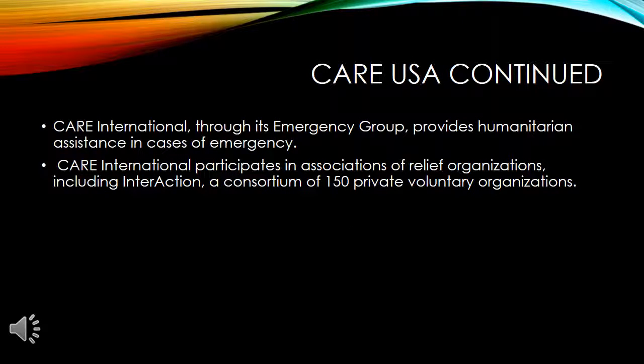Since then, like emergency management in general, CARE USA has evolved. CARE International, through its emergency group, provides humanitarian assistance in cases of emergency. CARE International participates in associations with relief organizations, including Interaction, a consortium of 150 private volunteer organizations.